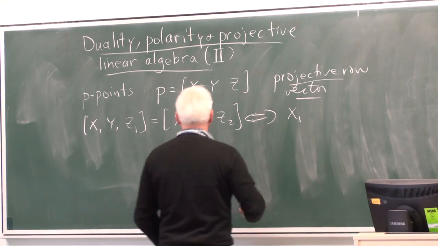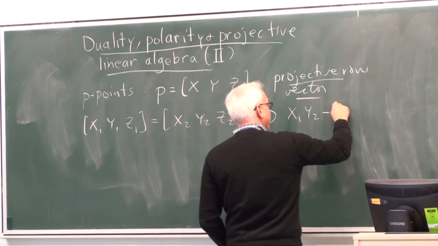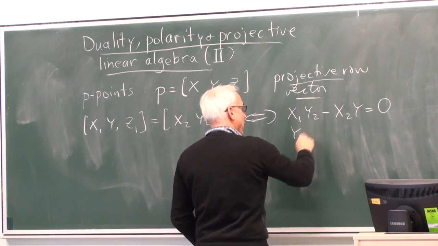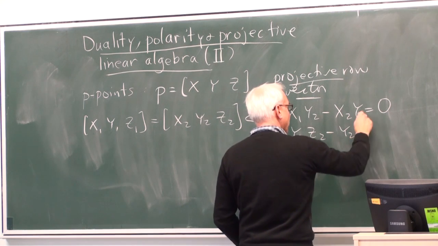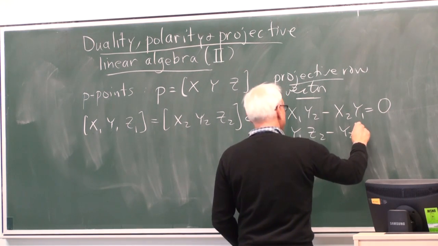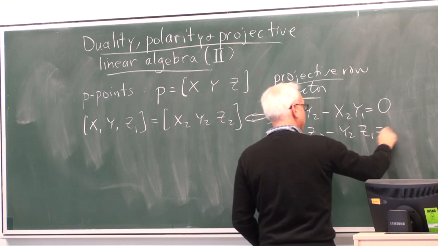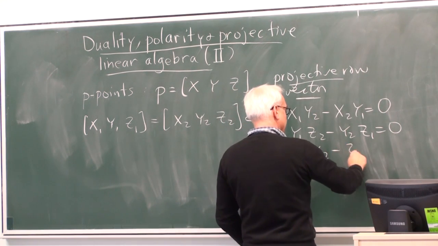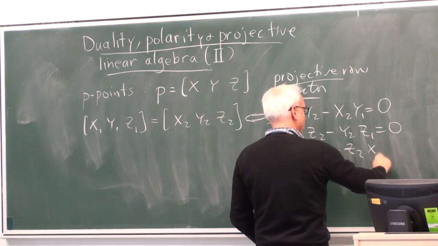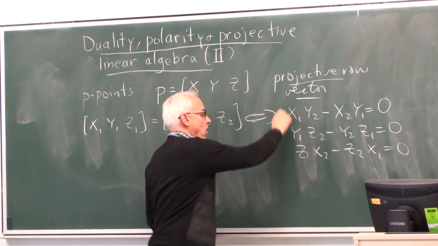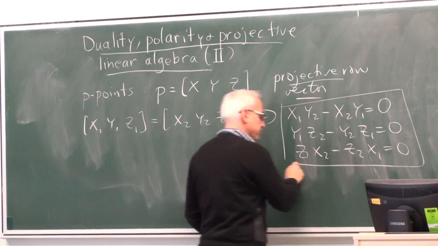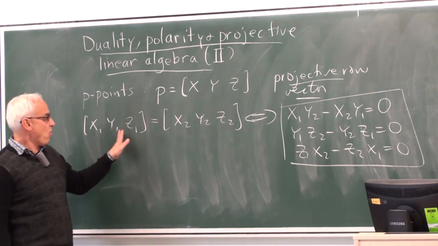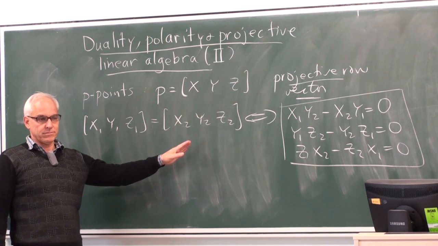x1 y2 minus x2 y1 equals 0, and y1 z2 minus y2 z1 equals 0, and z1 x2 minus z2 x1 equals 0, when all three of these conditions are satisfied. That's another way of rewriting the statement that one of them is a multiple of the other.